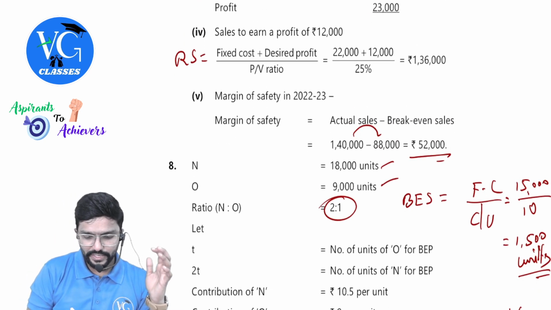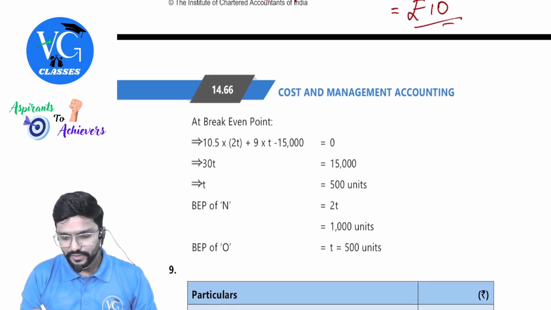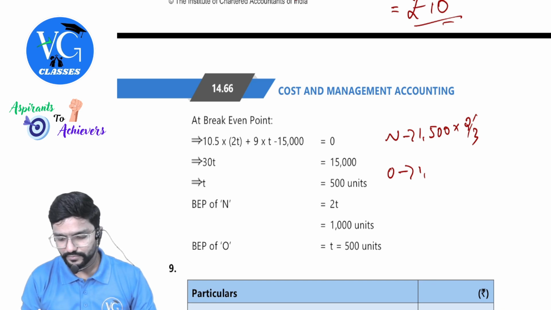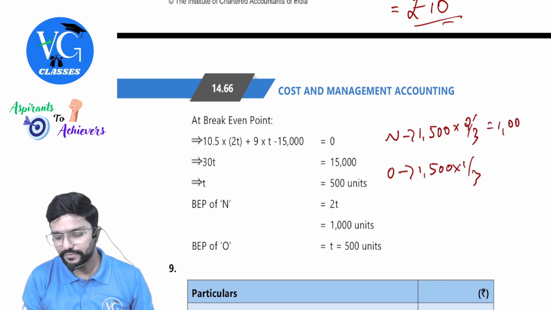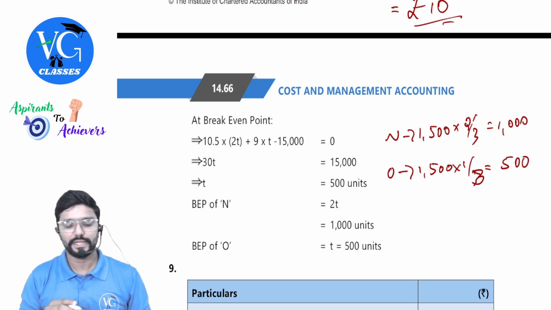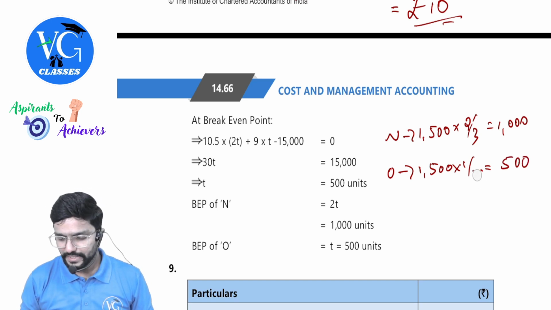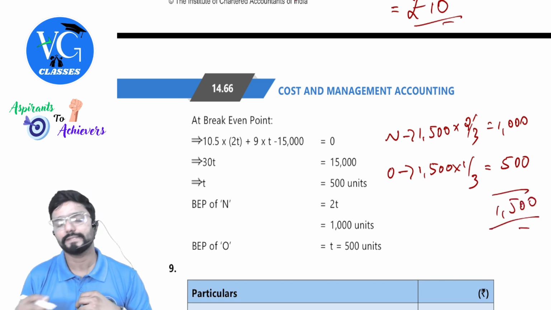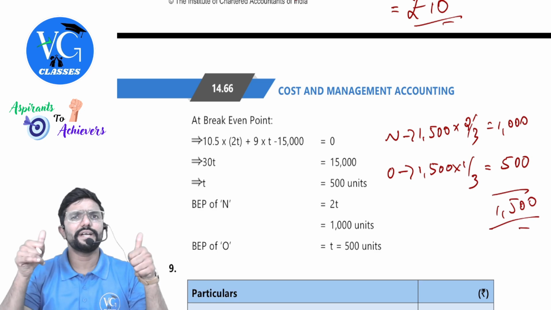I will write it here. N: 1,500 into 2 by 3. O: 1,500 into 1 by 3. So it is 1,000 units for N and 500 units for O. So the total comes to 1,500. Did you guys get it?